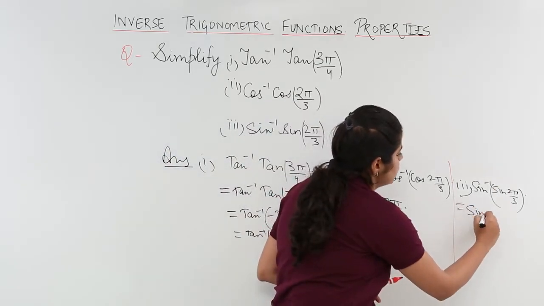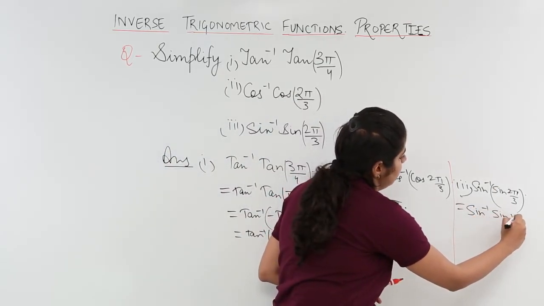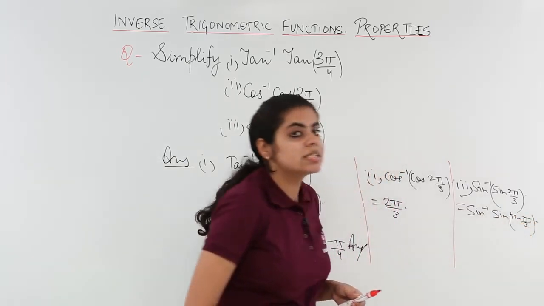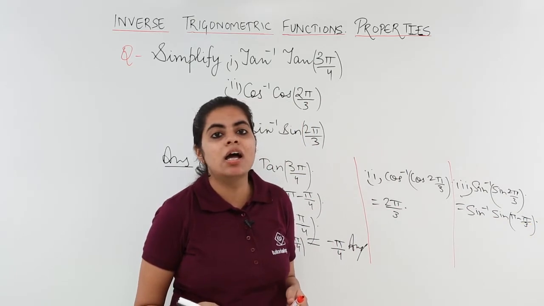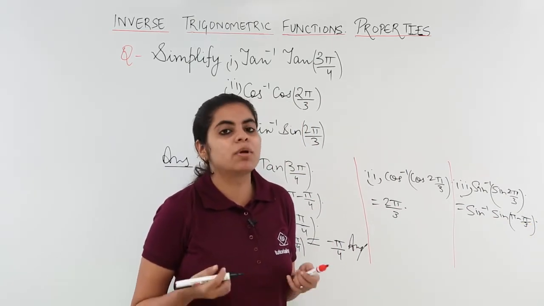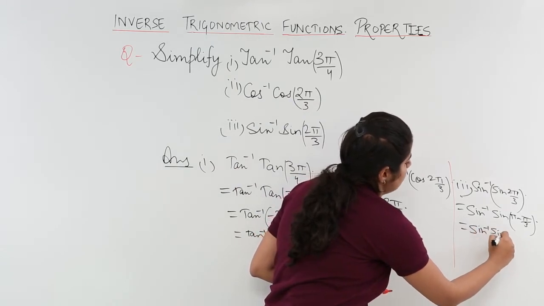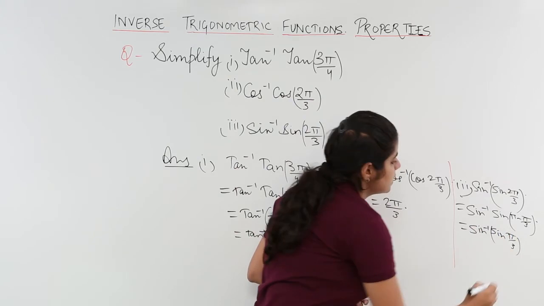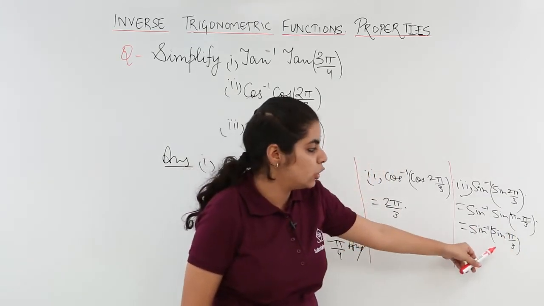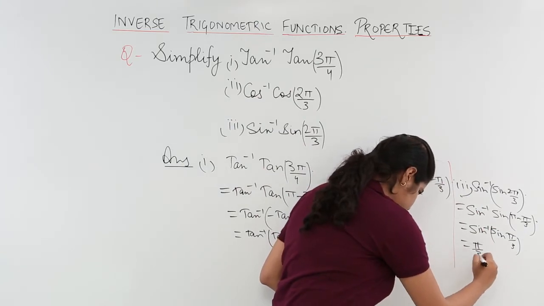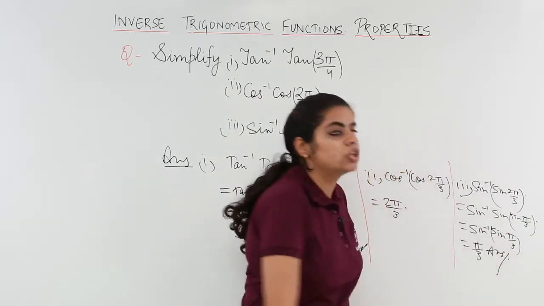So we change the question: sine inverse sine of pi minus pi by 3. What is sine 180 minus theta? It is sine theta only, because it is in the second quadrant itself. So it is sine inverse sine pi by 3. Now what are sine inverse and sine doing in this question? They are nullifying each other. So my answer is only pi by 3.